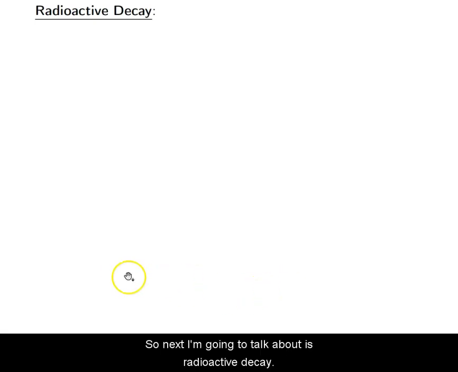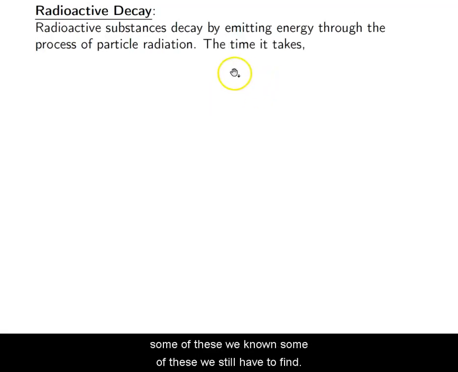So the next thing we're going to talk about is radioactive decay. Radioactive substances decay by emitting energy through the process of particle radiation. Basically, it's like when you see an animal carcass start to decay into dust. Radioactive substances do the same thing. Different substances take different times to decay. Some of these we know, some we still have to find out.